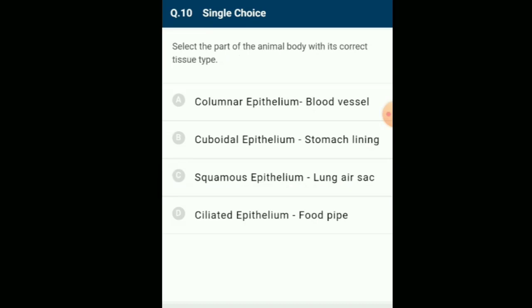Question number 10. Select the part of the animal body with its correct tissue type. Alveolar air sac has squamous epithelium. The ciliated epithelium is found in the fallopian tube. Cuboidal epithelium is in kidney tubules. The columnar epithelium is seen in the inner lining of the stomach and the small intestine. So the answer for this question is option C, squamous epithelium, lung air sac.